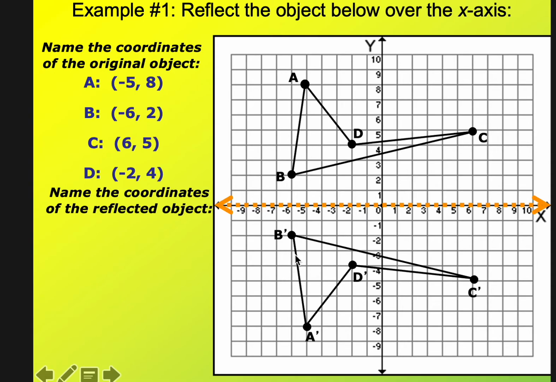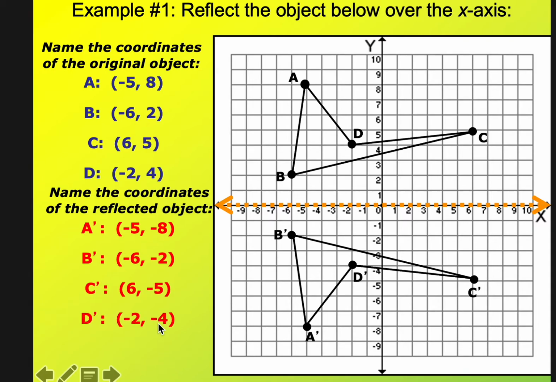Okay, so now let's name the coordinates of our reflected object, starting with A. Still -5, but then -8. Still -6 for B, then -2. For C, still 6, but now -5. And for D, still -2, but then -4.